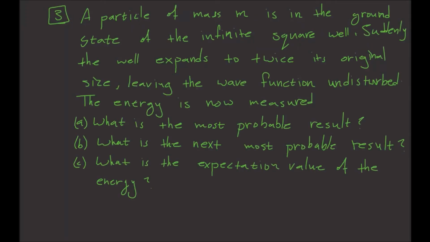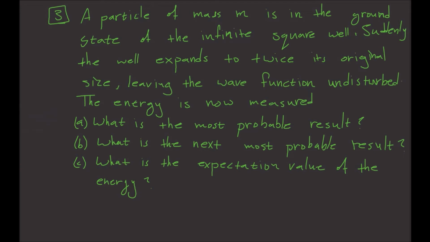Let's look at the third example of the infinite square well. We have a particle of mass m which is in the ground state of the infinite square well. Suddenly the well expands to twice its original size, leaving the wave function undisturbed. Then the energy is measured. First we're going to find the most probable result, then the next most probable result, and then the expectation value of the energy.